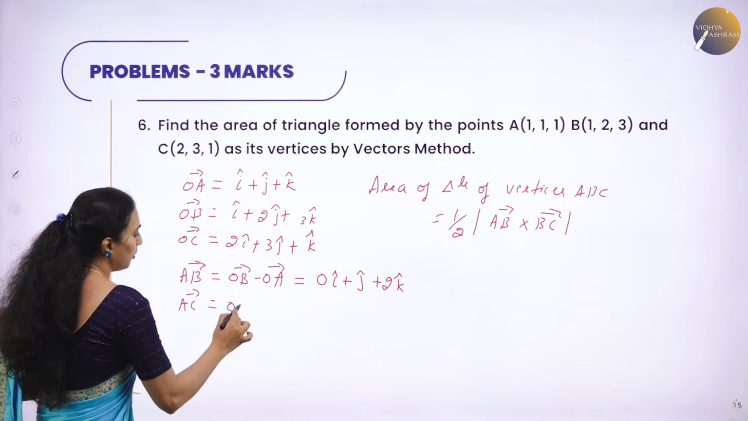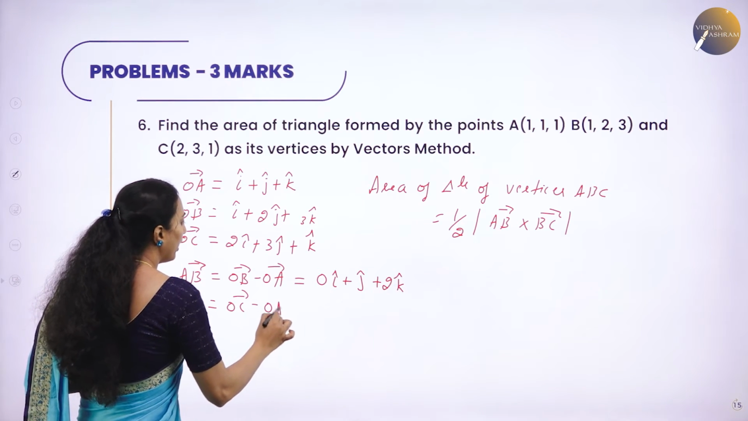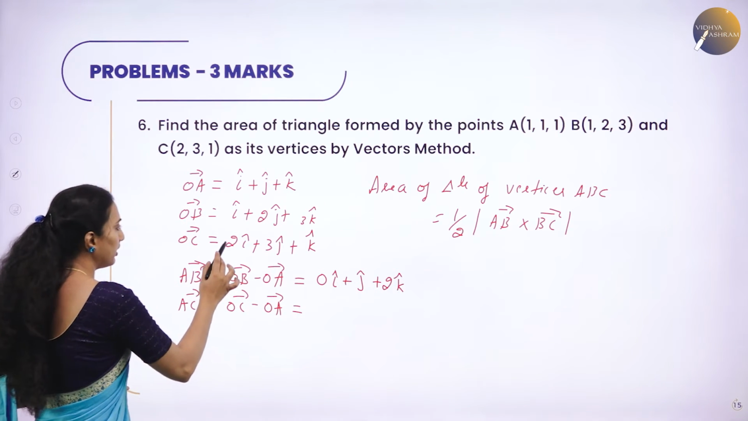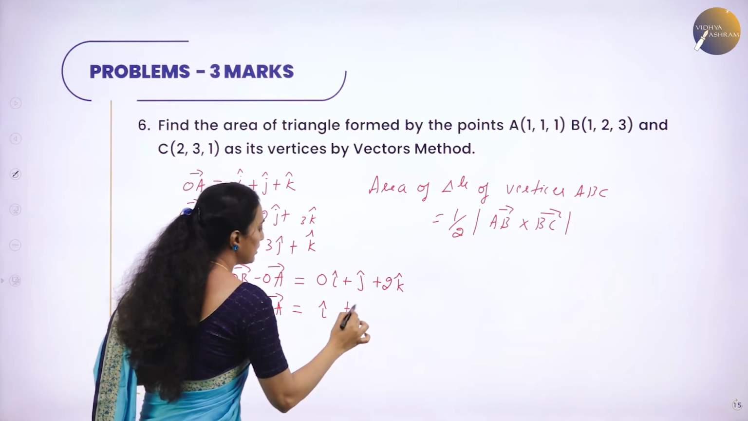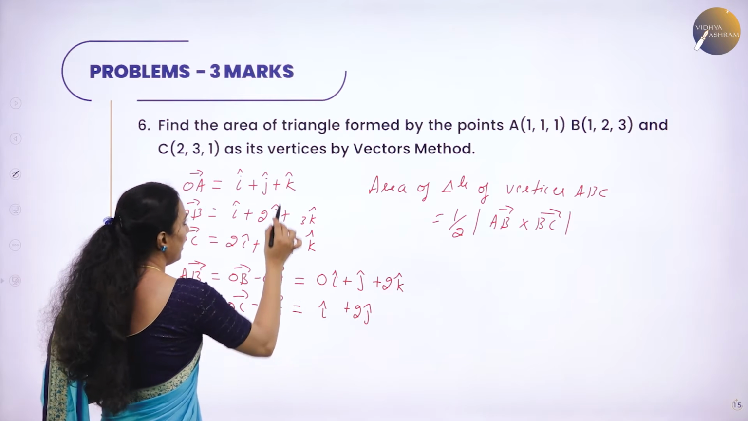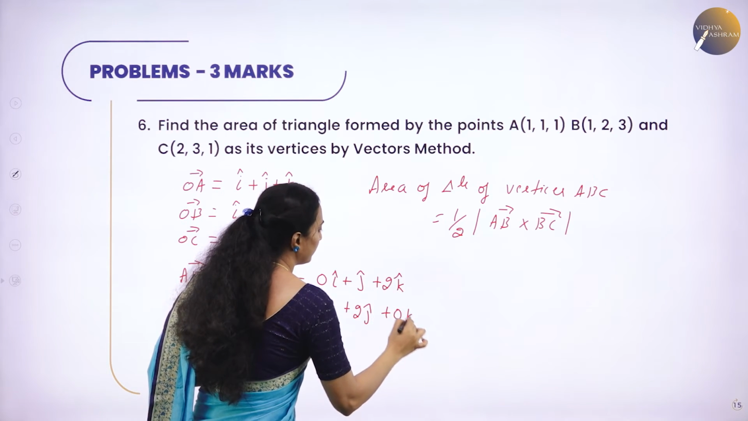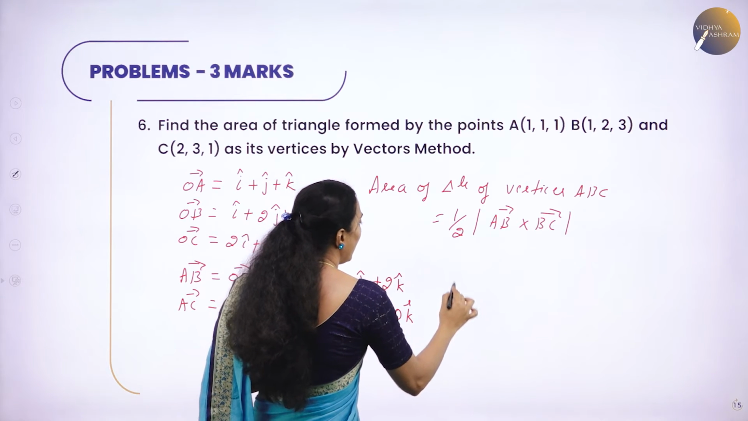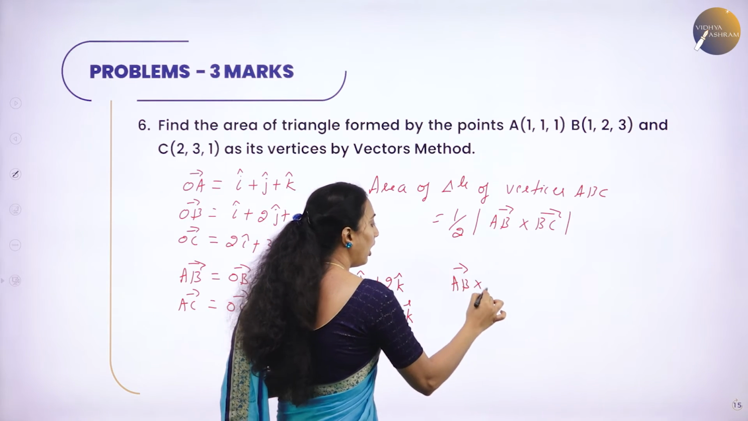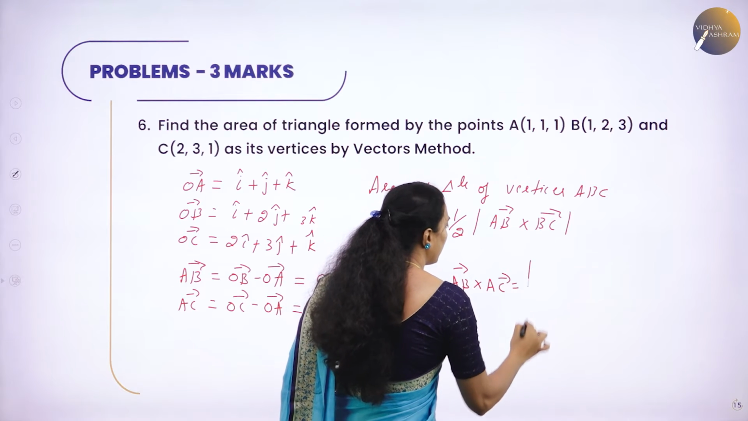AC vector is nothing but OC vector minus OA vector, which is given by 2i minus i, which is i, 3j minus j, which is plus 2j, again k minus k, which is 0k. Now you can have here the magnitude of this one. So therefore AB vector cross AC vector is given by what?